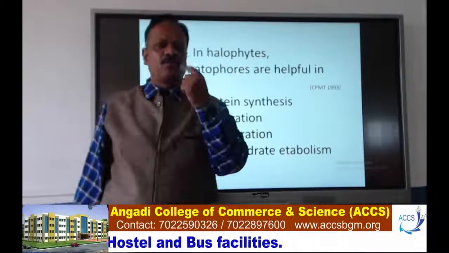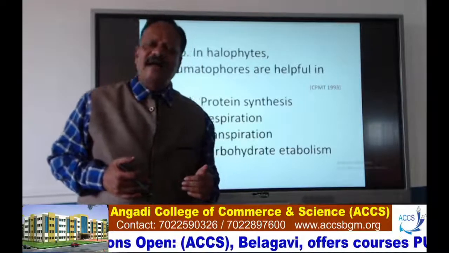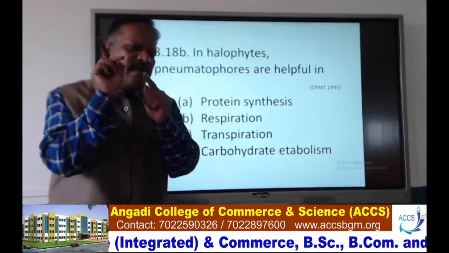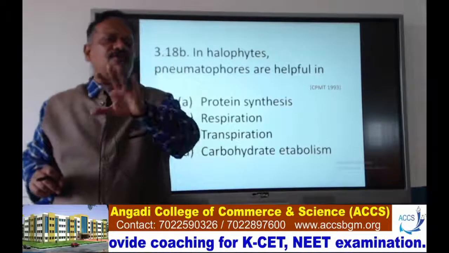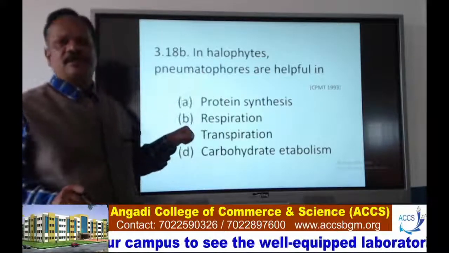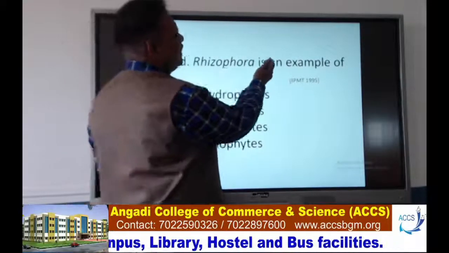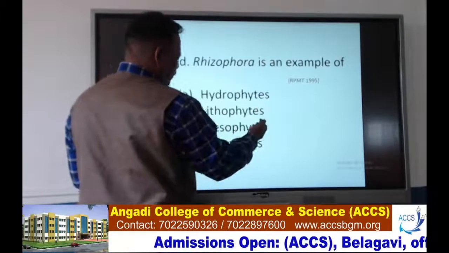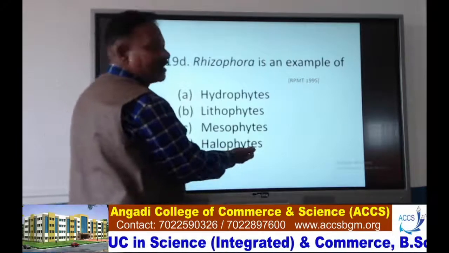Pneumatophores, they are producing roots. The roots are coming out of the surface of the land, and there, in waterlogging areas, these roots are having small pores, and the pores, they are helpful in exchange of gases. So in this way, they are helpful in respiration. So option B is the correct one. Next, Rhizophora is an example of hydrophytes, lithophytes, mesophytes, halophytes. The best example is D, halophytes.